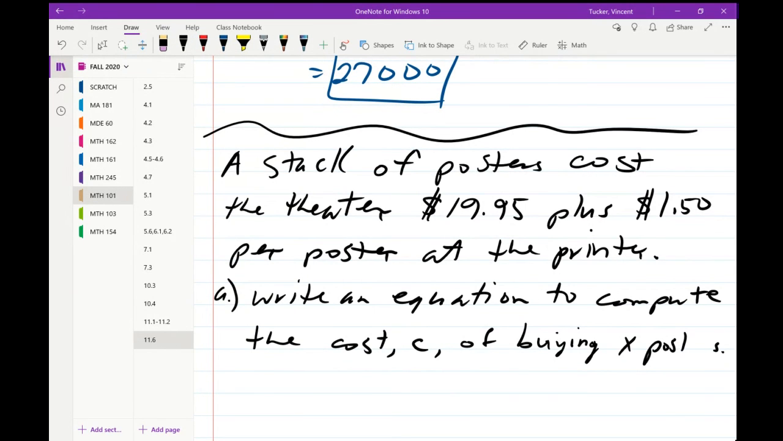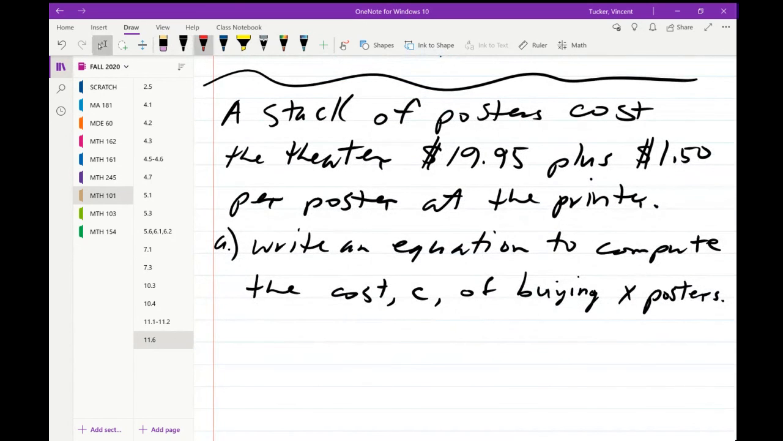All right, so a stack of posters costs the theater $19.95 plus $1.50 per poster at the printer. Part A is: write an equation to compute the cost C of buying X posters. So you look at how you got it set up. C is going to be equal to cost, and X is going to be equal to the number of posters.